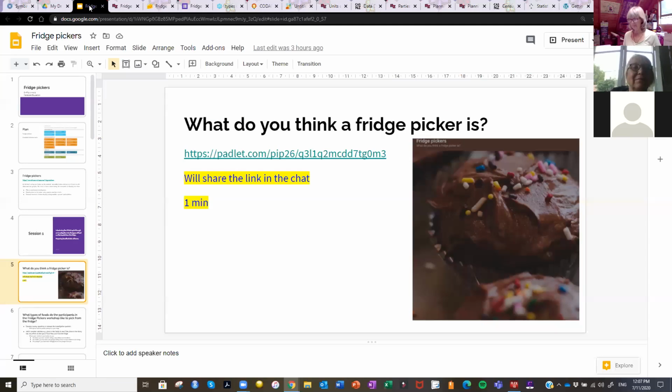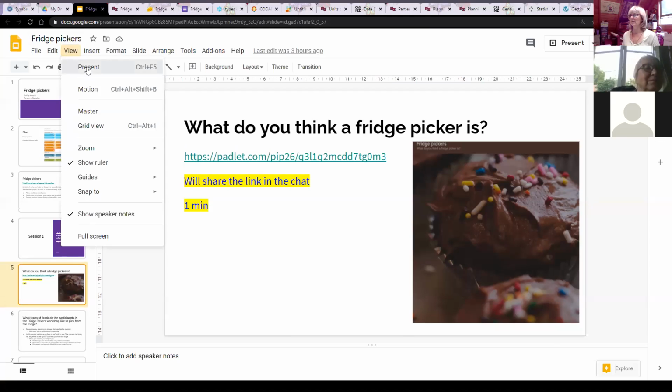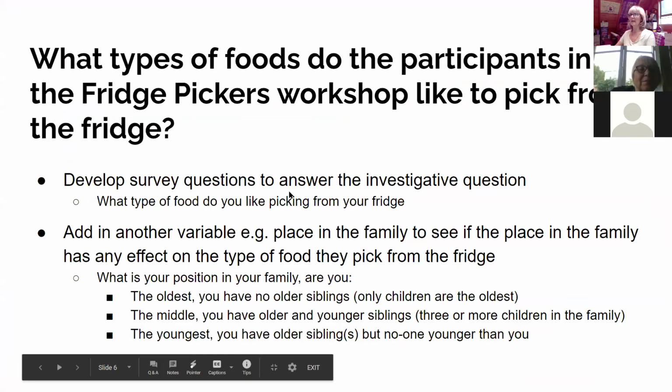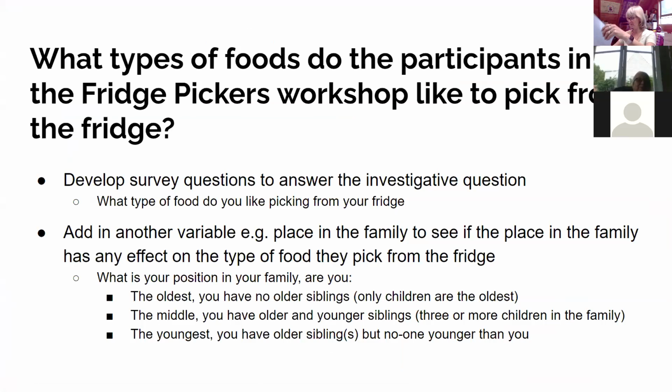So we've had some ideas about what a fridge picker is, and then we can use those ideas to start to develop some survey questions to answer this investigative question. The question I'm interested in answering today, from Chris Franklin's work, is the statistical investigative question, but in New Zealand we generally just refer to it as the investigative question. There's some politics as to why it's called that in the US. So the question we're trying to answer is, what types of foods do the participants in the fridge pickers workshop like to pick from the fridge?